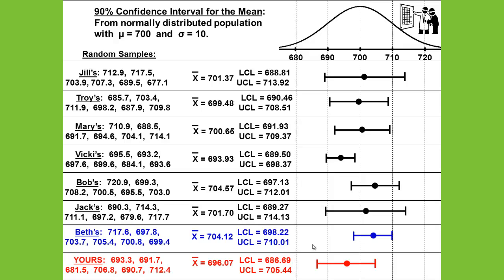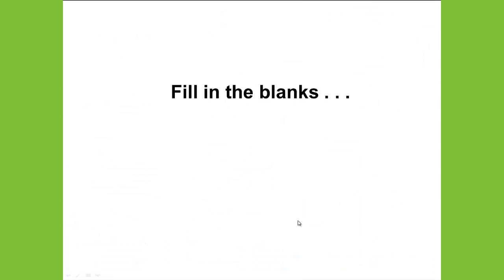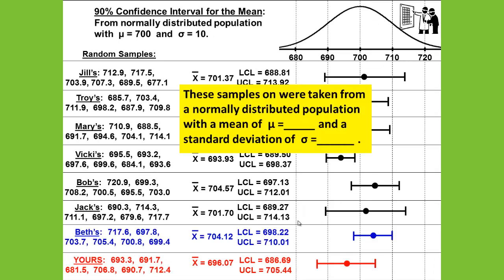So here are the results. And we're going to fill in the blanks for the following questions. These samples were taken from a normally distributed population with a mean of, well, what did we say the manufacturing population had a mean of? Well, it was a mean of 700 and a standard deviation of 10. So I'm just giving you those answers.